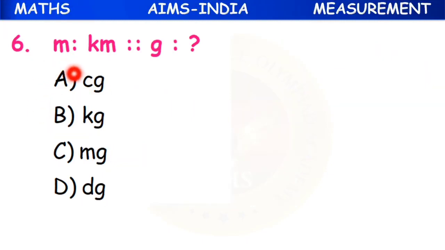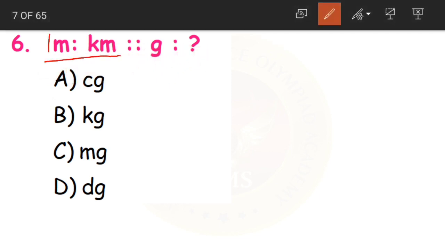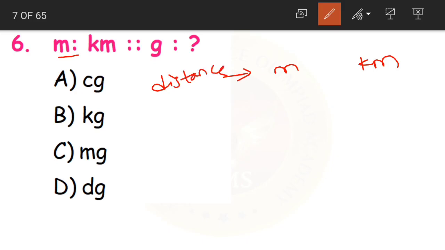Next question 6. Meters is to kilometers as grams is to dash. Meters and kilometers have a certain relationship. In the same way, grams has a relationship with what? Meters and kilometers are for measuring distances and lengths. Now we have grams here. This is for what, children? For measuring the weight or the mass of the given object. So what do we have for grams? For grams we have kilograms.